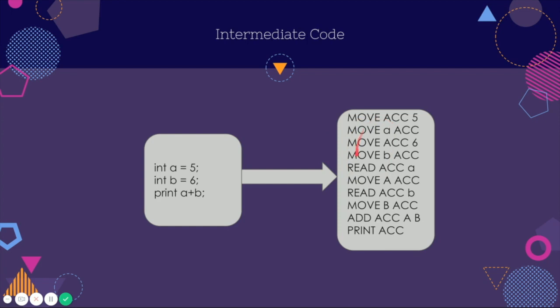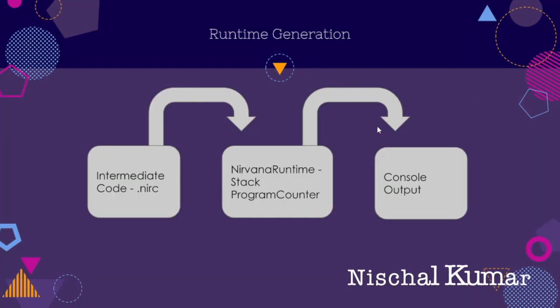So that's how the intermediate code is going to be generated. We have 5 moved to the accumulator, and then the accumulator is moved to a, and then we have 6 follow the same process. Then these elements have to be read and added, and then we print the accumulator, which stores the value of a plus b.